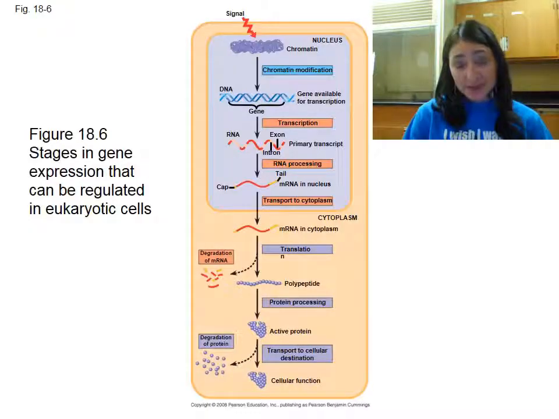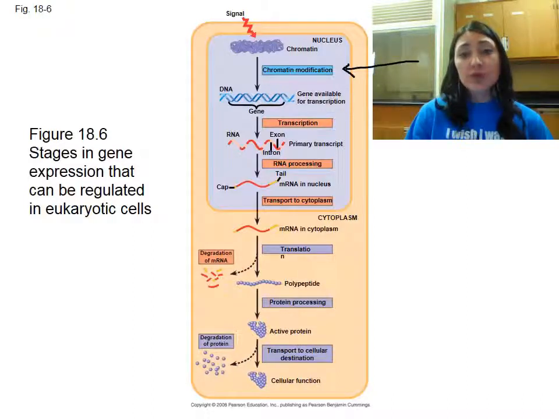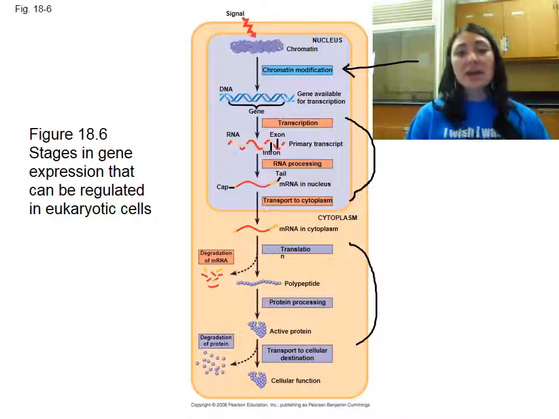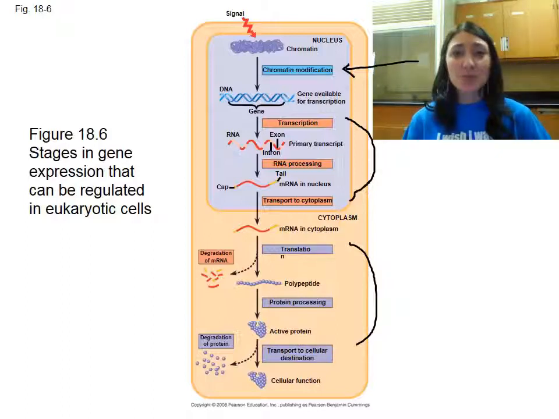Here's all the different places that we can regulate gene expression. So the first is chromatin modification. We can actually regulate, turn on and off certain sections of DNA by chromatin modification. We can regulate RNA and mRNA during transcription, RNA processing, and the transport to cytoplasm. We can also regulate RNA and hence the amino acids during translation, the final protein processing, as well as through transport to cellular destinations and whether we degrade that. There's a lot of different levels of where genes can be regulated and gene expression can be controlled.